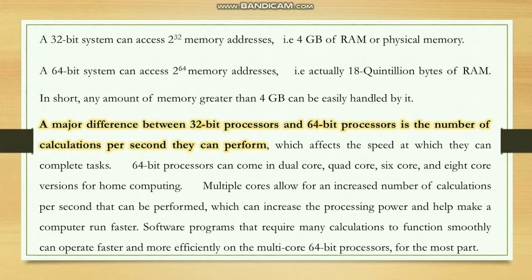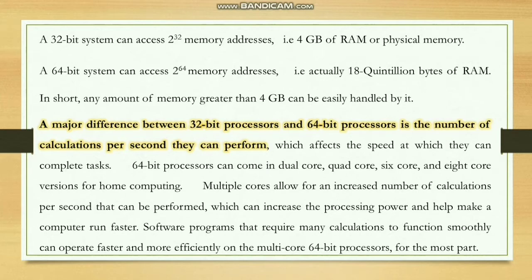That means 2 raised to 32 means 2 into 2 into 2, 32 times. 2 multiplied by 2, 32 times. And that will be the maximum data a 32-bit memory could handle. It will be 4 GBs of RAM only. But now, 64-bit systems are also available.